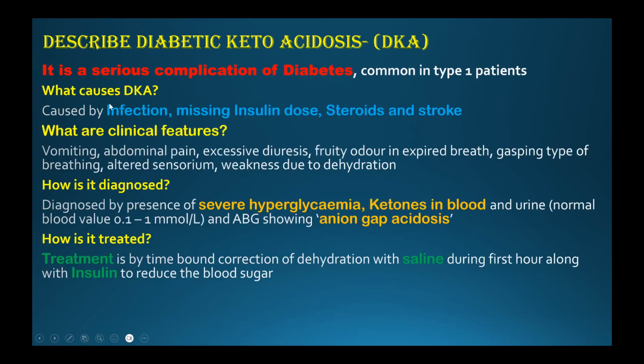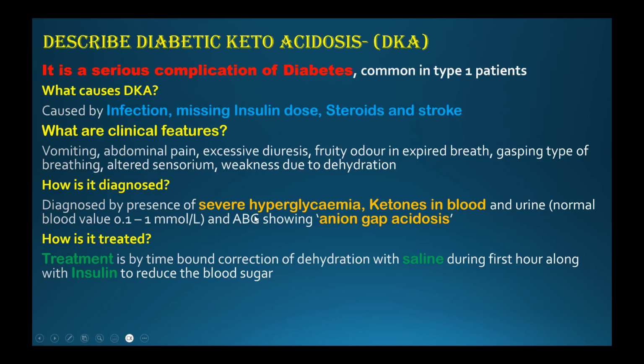So here, this is nothing but a small description about DKA. The causes are infection, missing insulin dose, steroids, and stroke. It is more common in type 1 people rather than type 2. And type 2 people nowadays develop diabetic ketoacidosis, which is euglycemic because of the SGLT2 inhibitors. The clinical features are vomiting, abdominal pain, excessive diuresis, fruity odor in the breath, and gasping type of breathing, that is the Kussmaul's type of breathing, altered sensorium, and weakness due to dehydration.